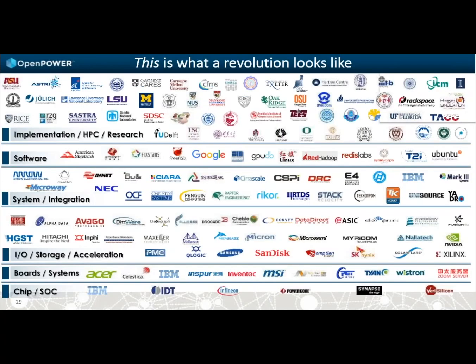And just to emphasize the set of partners and the various elements of the system stack, it's not just at the chip level, but it goes all the way from the chip level to software, system integration, and into research. So a pretty robust set of capabilities being delivered and being developed on this Power platform by both IBM and our partners.